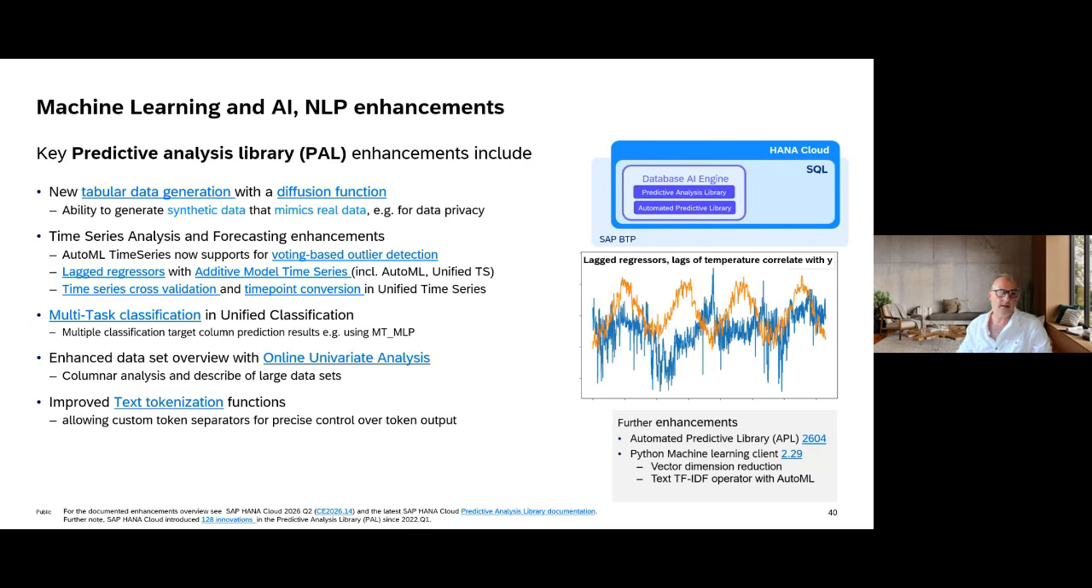Then in our unified classification procedures, we better support multitask prediction. So if one model shall predict multiple target values, so for example, an order class and an order value, for example, this is now better supported in the prediction function for unified classification.